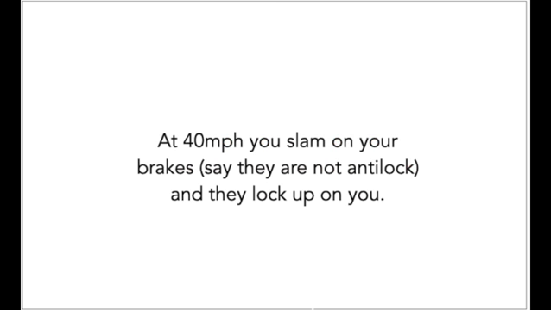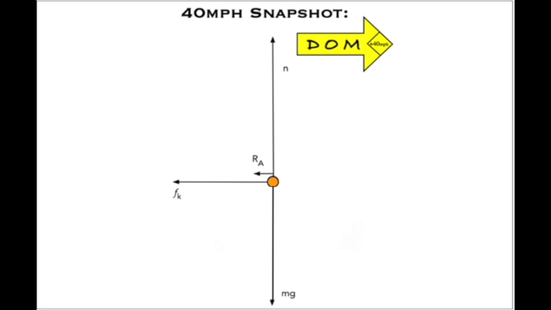So now the driver, instead of just letting off the gas and letting the car roll to a stop, sees a squirrel on the road or whatever and slams on the brakes. And let's say these aren't anti-lock brakes, and so the brakes lock up. Then the F of S turns into F of K, which is considered sliding friction. So let's see what happens there. Now notice you have a huge backwards force, F of K. No forward force, but you're still going forward because of inertia, or momentum. Your direction of motion is still positive, but all your forces are negative.